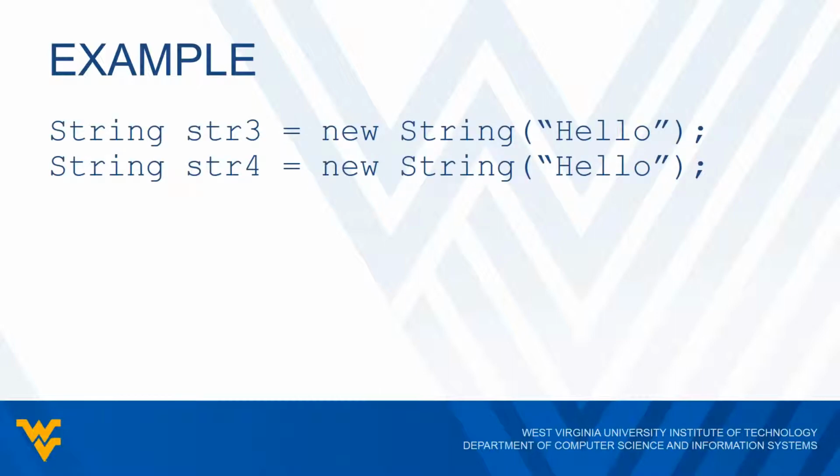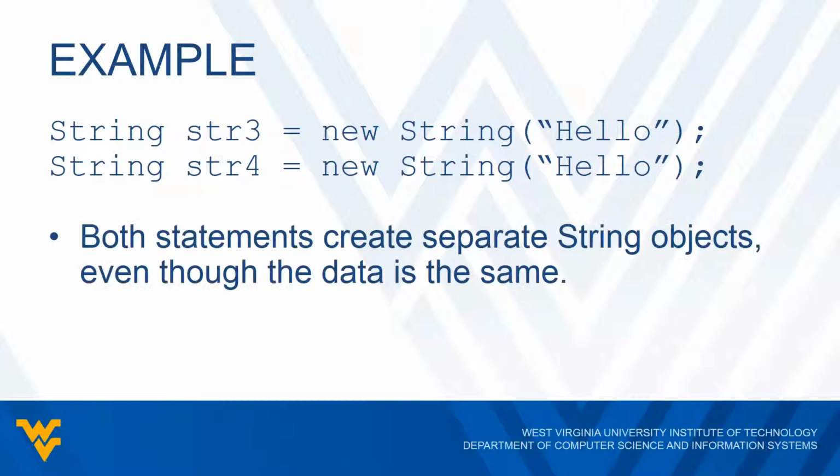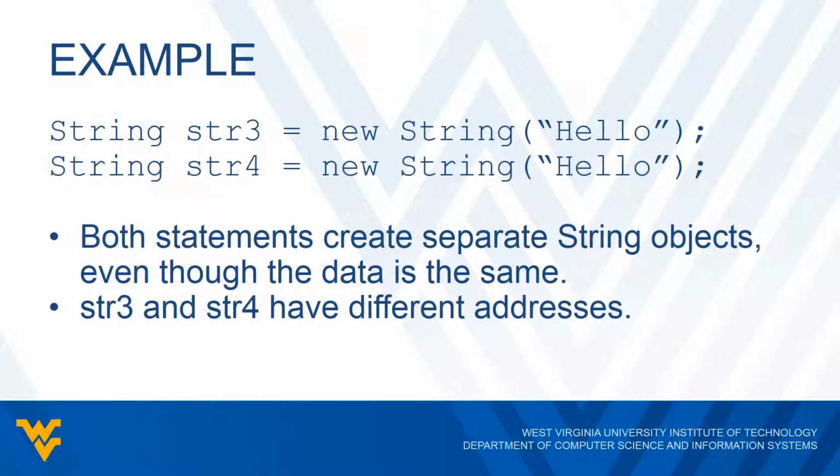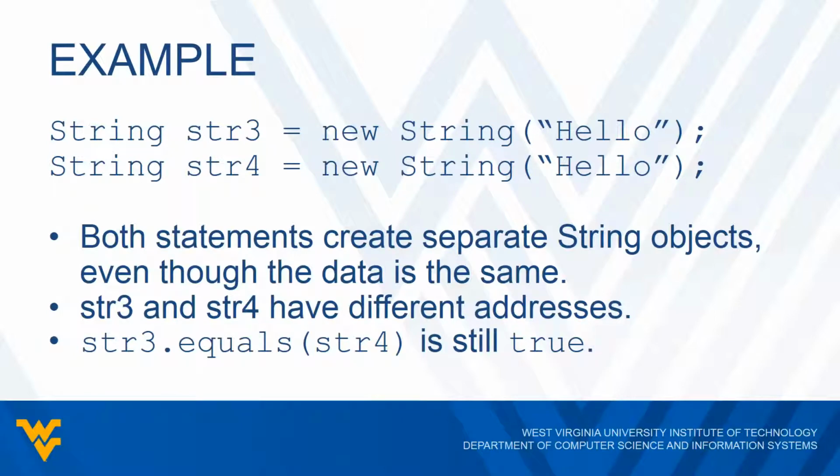So let's say I have the following lines. String 3 equals new string hello and string 4 equals new string hello. Both strings are now going to create separate string objects, even though the data is the same. What that means is both string 3 and string 4 are going to contain completely different memory addresses. Now, if I use the equals method or the compareTo method, they're still going to tell me that they have the same data because they're comparing the letters and the characters in there. But if I try to compare the values of the variables themselves, they're going to have different memory addresses, so they will evaluate to false.